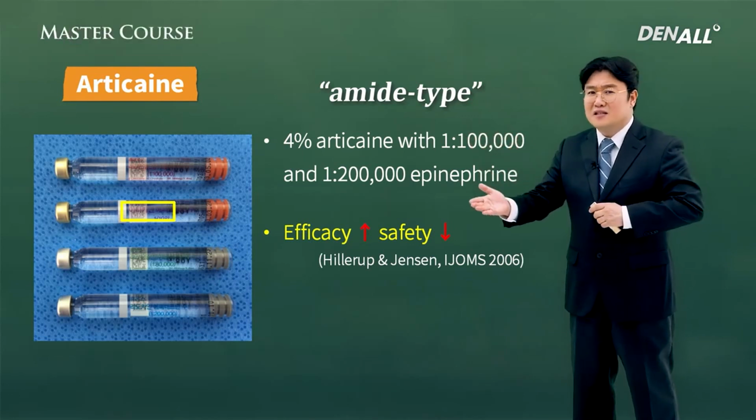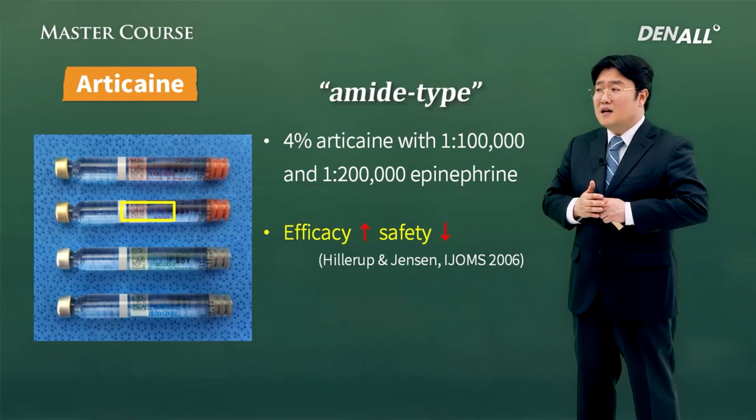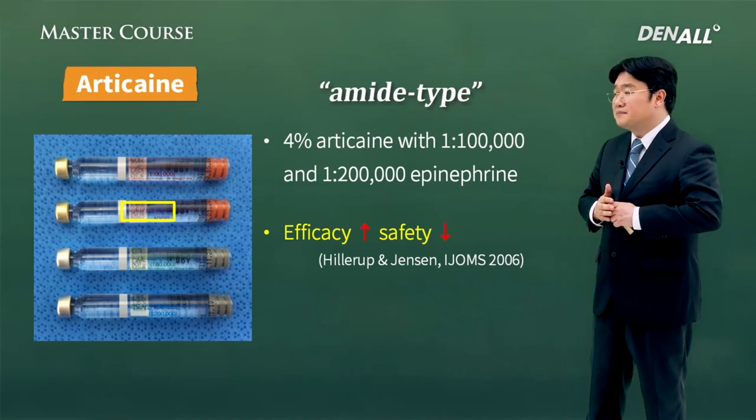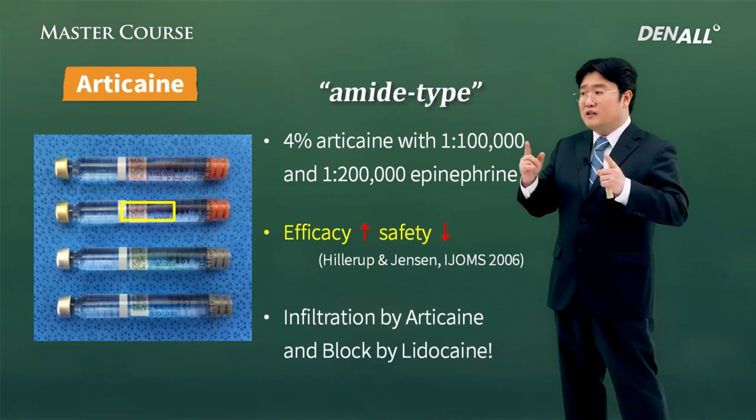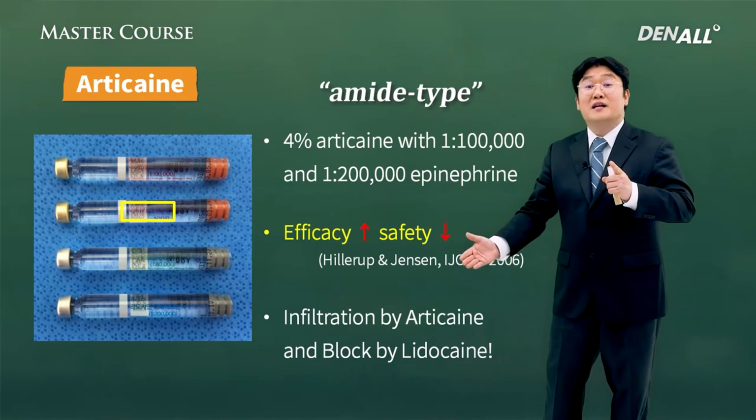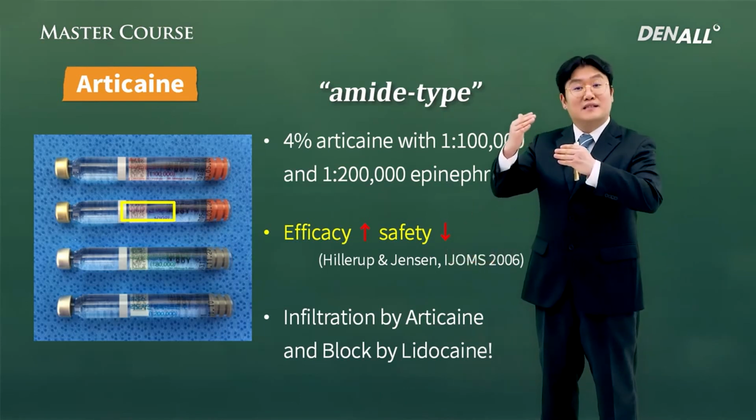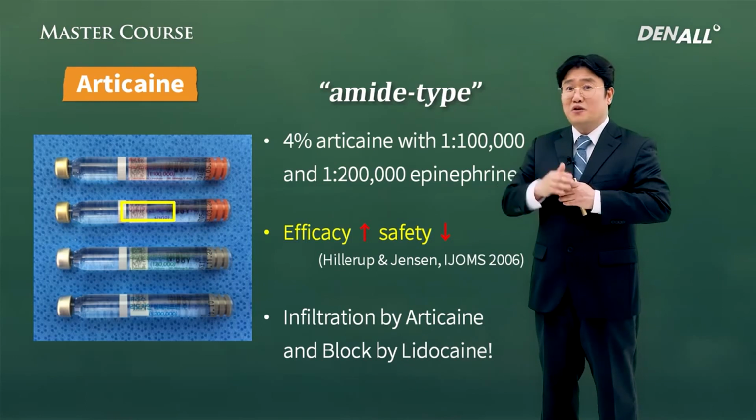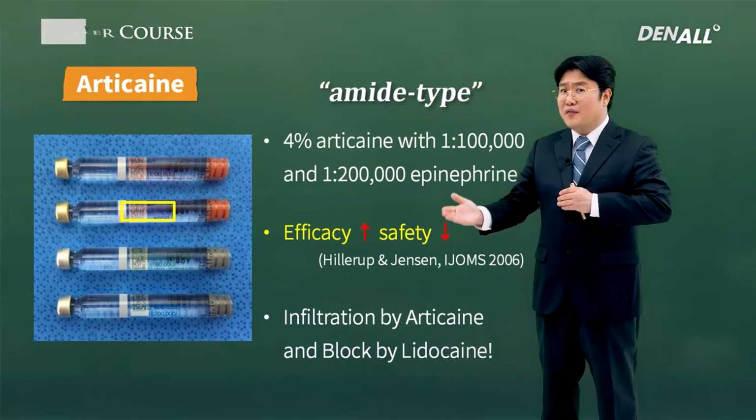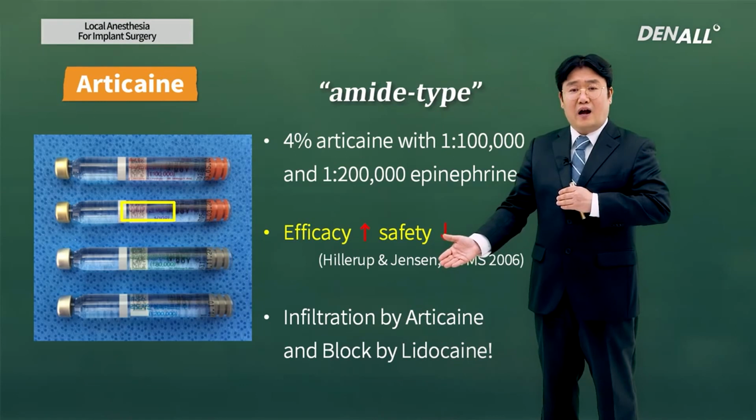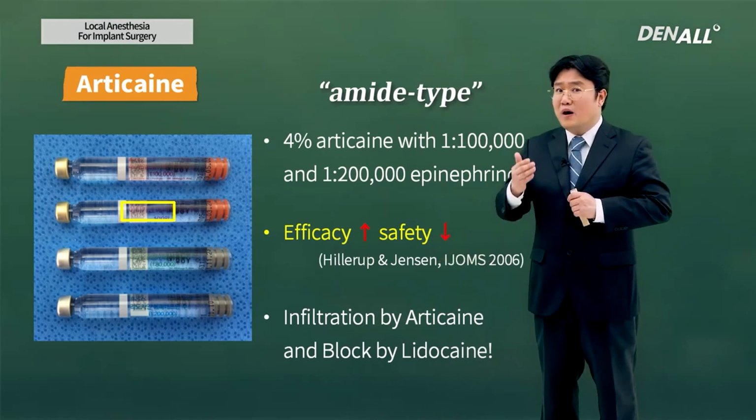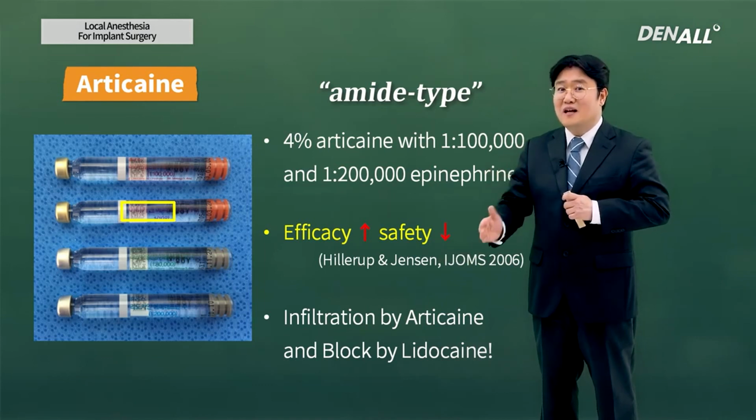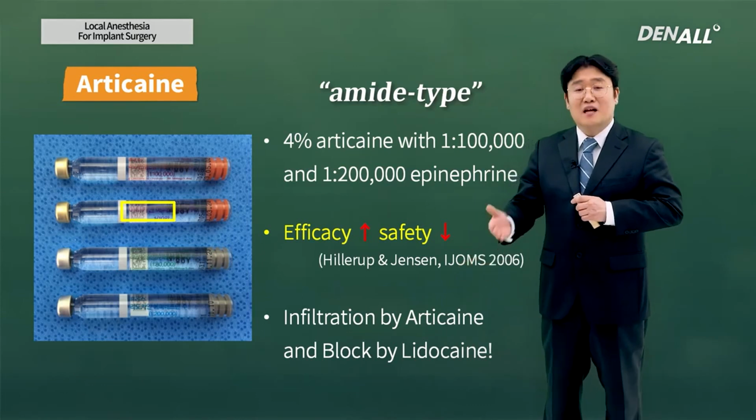This is a higher concentration, 4% articaine. Therefore, the safety is lower. So what I recommend to you is to use the two drugs differently. Articaine can be used for infiltration. It is a higher concentration, so the efficacy is better. But for the superior alveolar nerve block in the maxilla and the inferior alveolar nerve block in the mandible, you can use lidocaine, which is widely used.